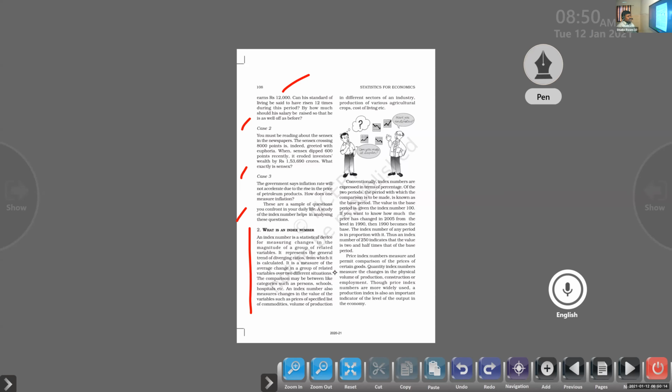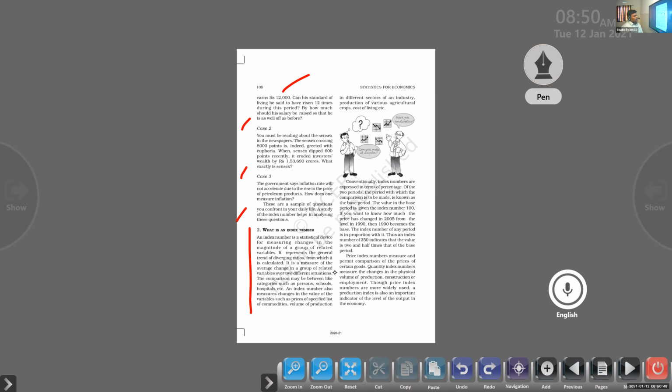What is an index number? The comparison may be between a category such as persons, schools, hospitals, etc. An index number also measures changes in the value of variables such as prices of a specified list of commodities, volume of production in different sectors of an industry, production of various agricultural crops, cost of living, etc. So we are able to analyze the difference with a single number. This is basically termed the index number. Okay, clear?